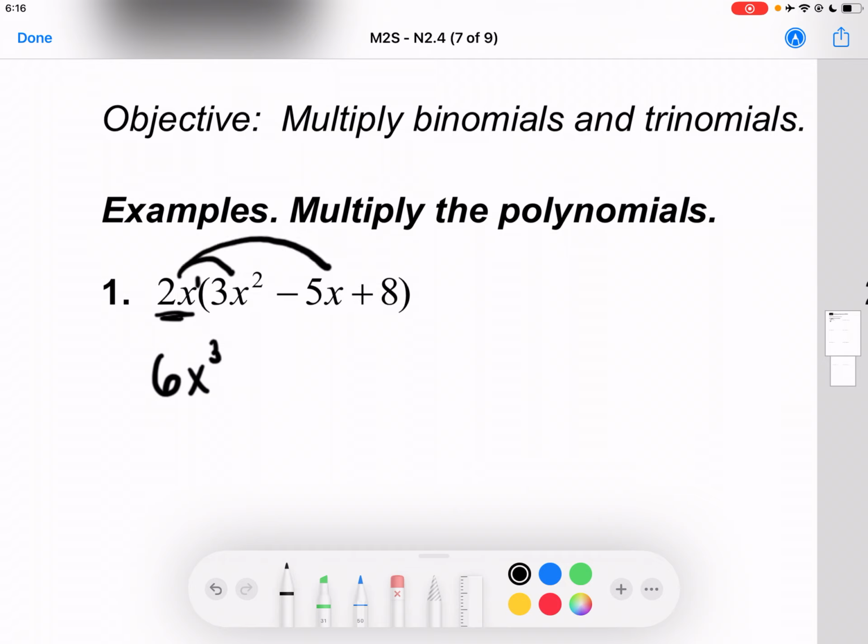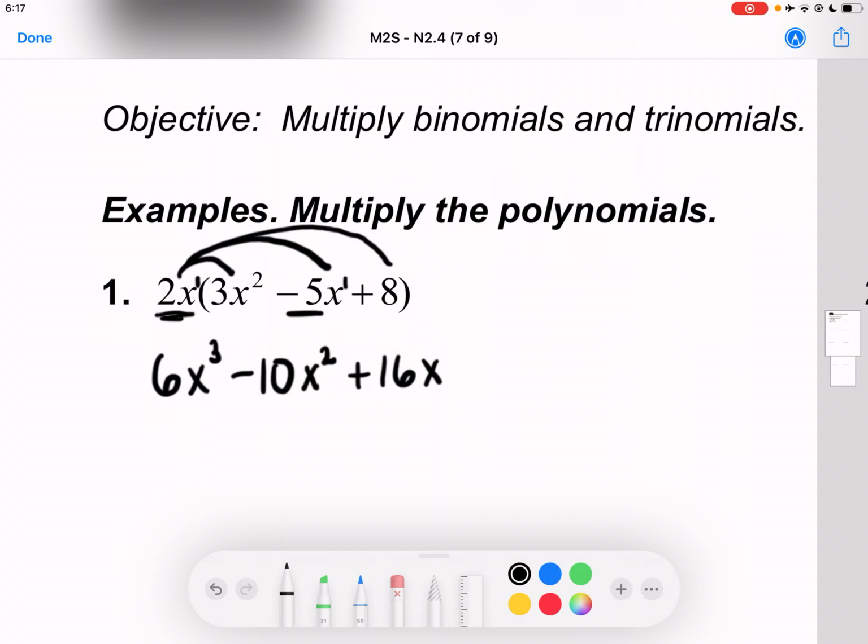Then we're going to go to our next terms. A 2 times negative 5 is negative 10. Both of the x's have something to the first, so x times x is x to the second, because you're going to add the exponents if you recall our rules back on 2.2. Then we're going to go ahead and multiply 2x times 8. So 2 times 8 is 16. And then you just have the x. The 8 doesn't have an x on it, so you'll just keep the same exponent.